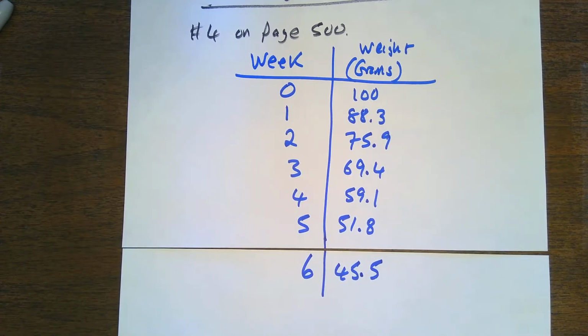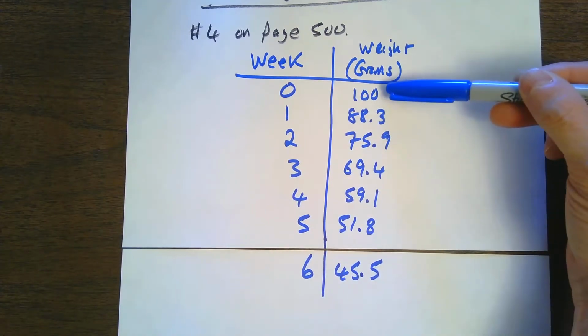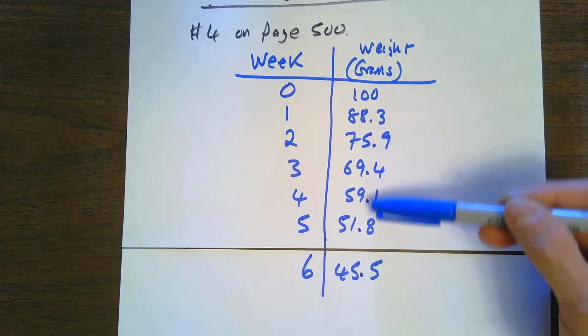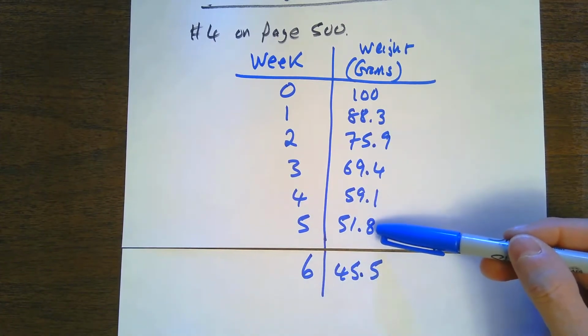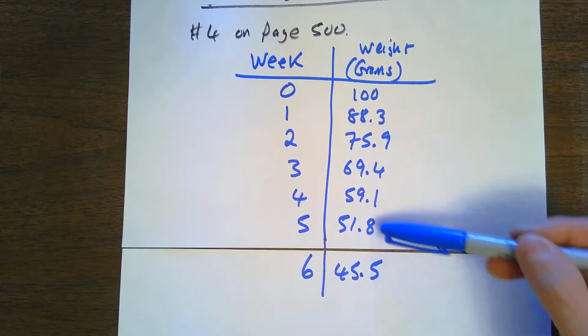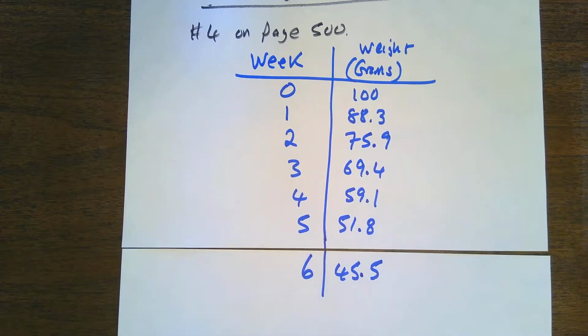Now, this is very interesting, because if I asked you, what's the half-life of this particular radioactive material? In other words, how long until only half of it was left? Well, we started with 100 grams. How long before we only had 50 left? Somewhere between 5 and 6 weeks. In week 5, I had 51.8. Week 6, I had 45.5. So somewhere between 5 and 6 weeks is the half-life. That's actually going to be one of the things that we're going to calculate a little bit later.